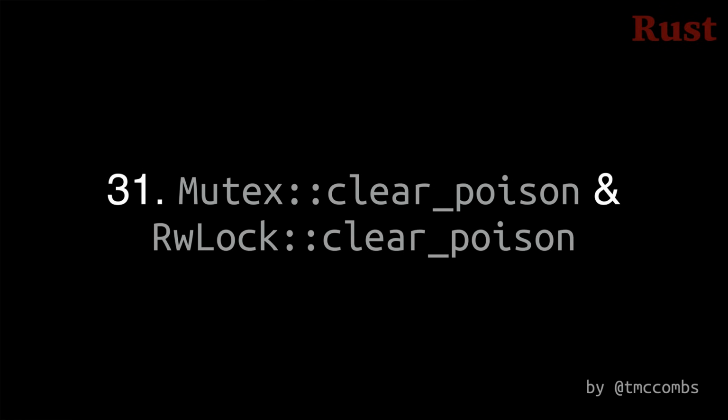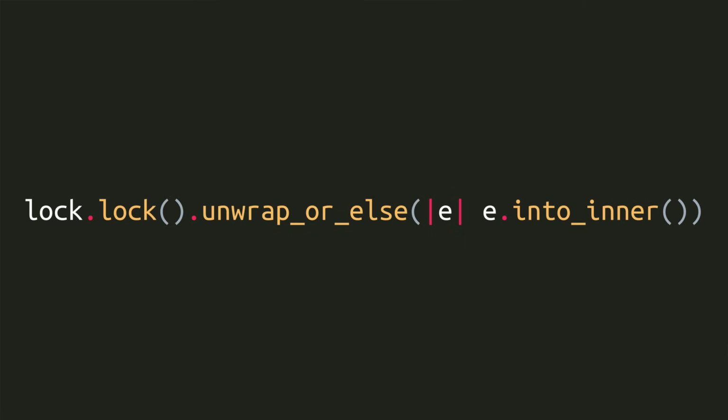Poisoning occurs when a thread that holds a Mutex or RwLock panics. Until now, there wasn't a way to clear the poison status, which means if poisoning occurred, you either had to replace the Mutex or use awkward workarounds like this to get access to the poisoned value. And this isn't any fun at all. Of course, you better either overwrite the value or verify that it is a valid value before clearing the poison. Otherwise, you're just getting easy access to a poisoned value.